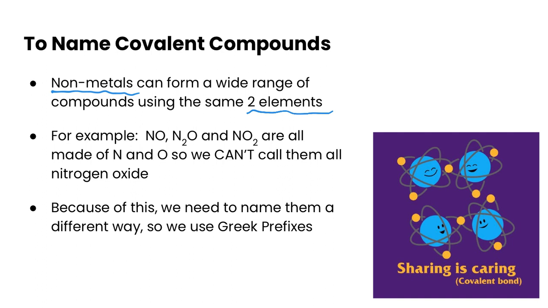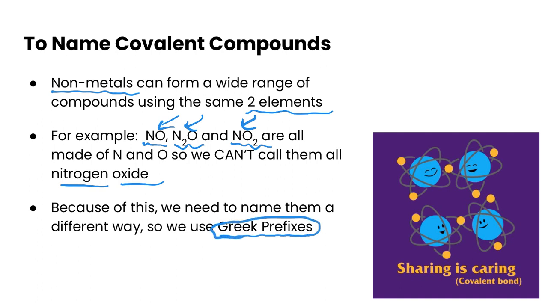So a good example here is when nitrogen and oxygen combine together, it can form NO, it can form N2O, and it can form NO2. So if they're all made of N's and O's, but they're combined in different numbers, we can't call them all nitrogen oxide because we don't know which one's which. So we do need a system in order to be able to distinguish which version we have out of these three. And so the way that we do that is we use something called Greek prefixes.